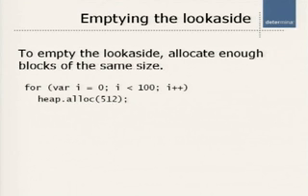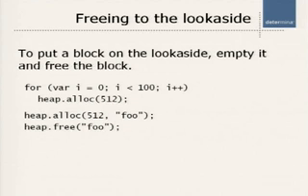The look-aside is empty. The first few blocks will come from the look-aside, depending on how many blocks there are on the list. And then after it's empty, we'll just keep allocating some more from the actual system heap. And then when this loop is done, the look-aside will be guaranteed to be empty. If we have an empty look-aside and we want to put something on it, we just need to empty it first, and then we free a 512 byte block, and it's guaranteed to go on the look-aside because the look-aside is empty.